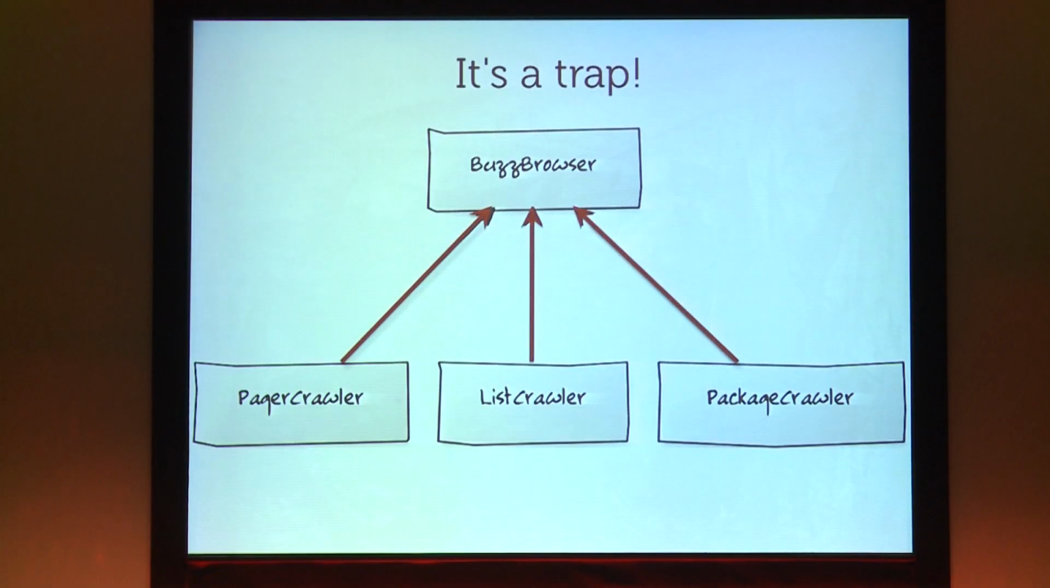And that's how we actually fall into a trap. Because we made all those crawlers depend on the Buzz browser. So as a result, if we want to change the Buzz browser, we need to change all the crawlers. All our code is affected. If there's a bug in the Buzz browser, all our crawlers are affected. We introduced coupling, quite high coupling.